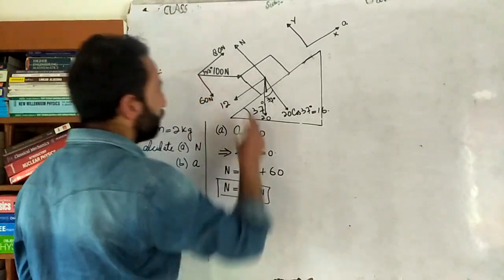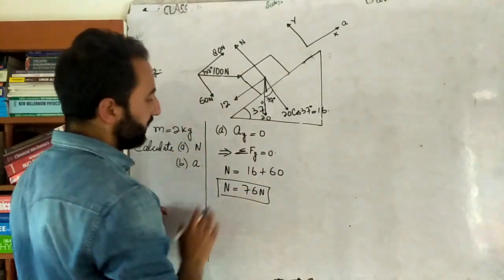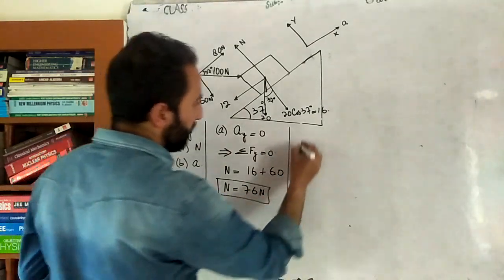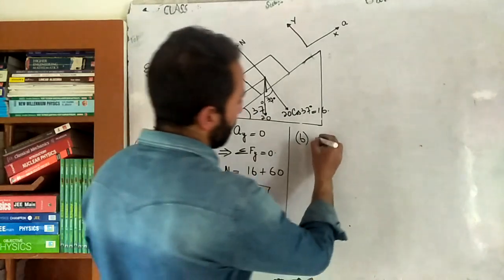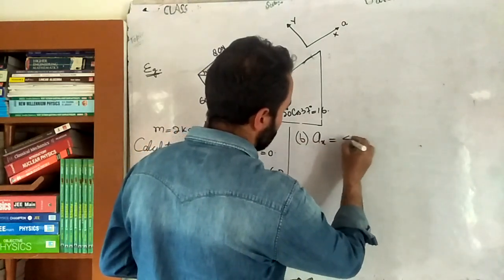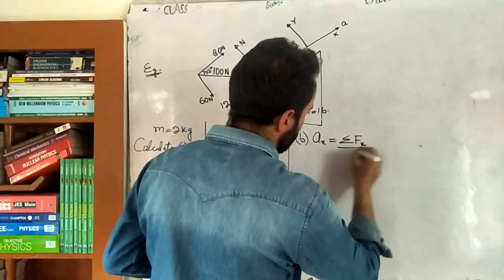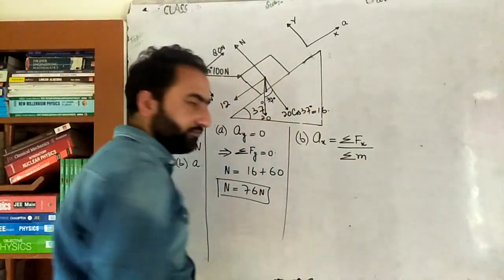Okay, so the net force along this direction must be equal to 0. Okay beta? Now next is the B part. We have to calculate the acceleration along the x direction. So acceleration along the x direction will be equal to the summation of all the forces along the x divided by the summation of all the masses.